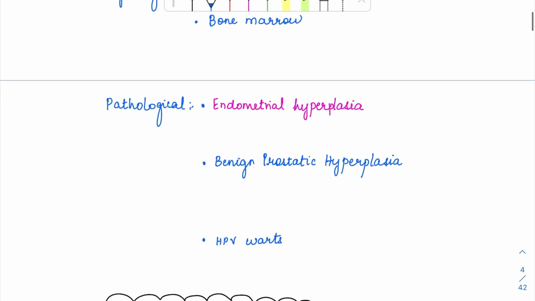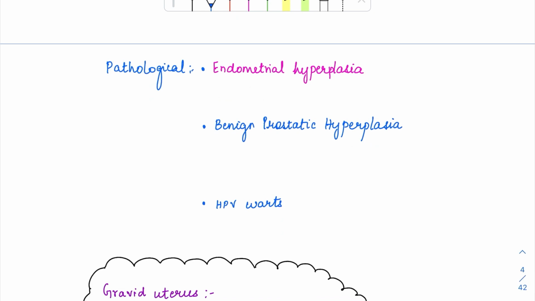Okay. So in pathological causes of hyperplasia, we have three main examples. The first one will be endometrial hyperplasia. Endometrial tissue is sensitive to estrogen. So whenever there is an increased estrogenic stimulus, it is going to result in endometrial hyperplasia. This endometrial hyperplasia is important because it is a pre-neoplastic condition. So it can progress on to become a cancer. So it can result in endometrioid cancer.